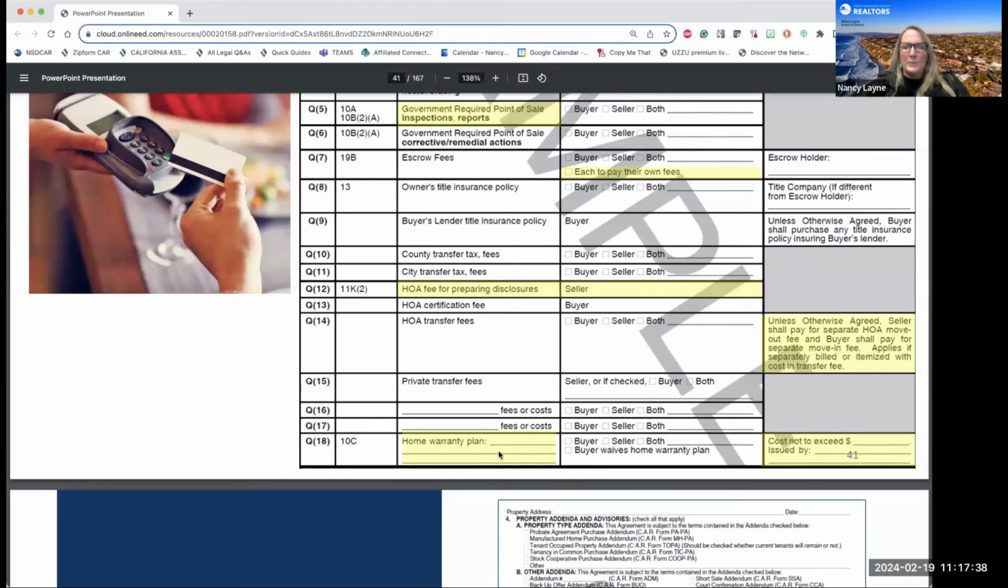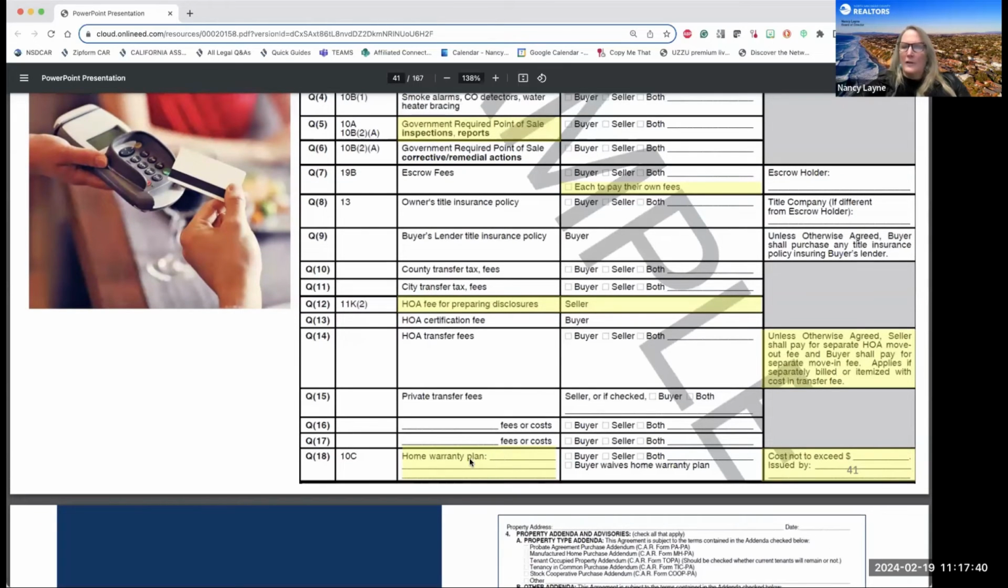Under the home warranty plan, a lot of agents are going to try and fit in here exactly what's covered in that home warranty. So, roof and pool and all of the different things, depending on how much they want to have covered and what's included in that agreement. This can get a little interesting, and then it'll go to a text overflow addendum.